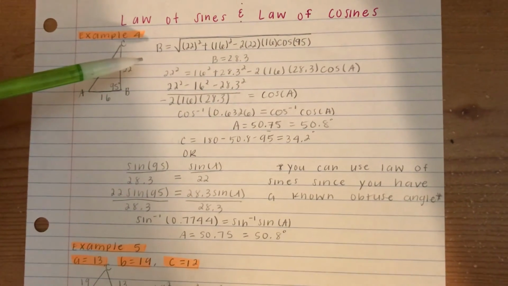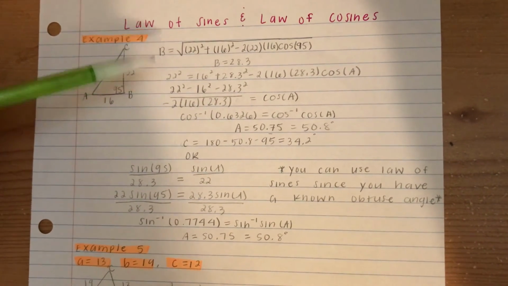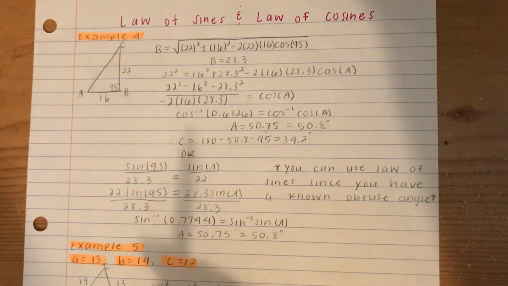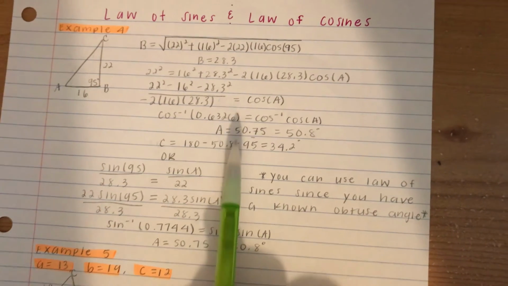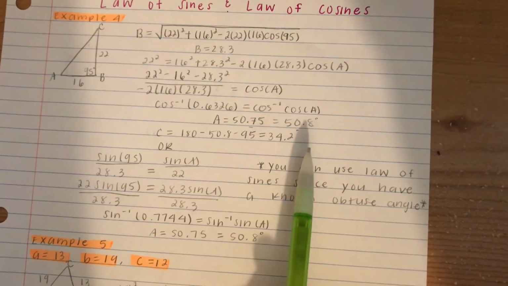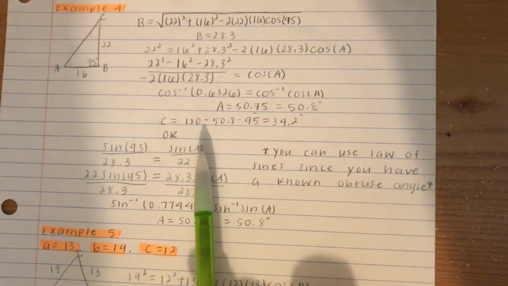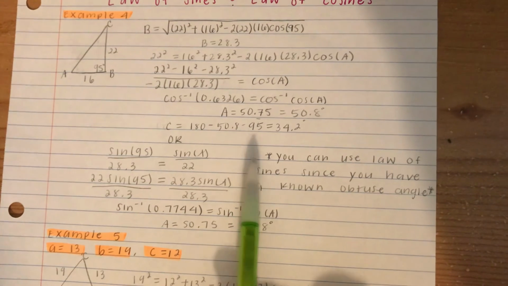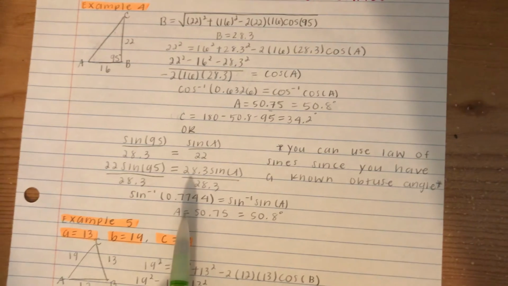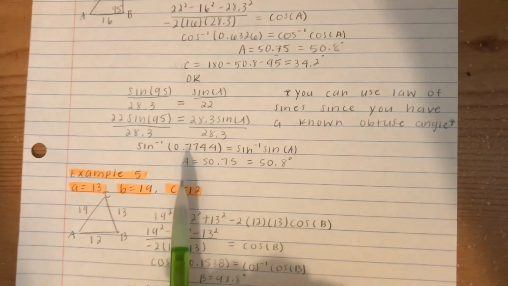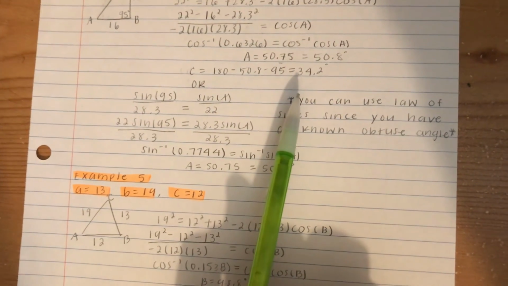Then you can plug in all of this into the other formula to determine the measure of angle A. If you plug all of this into your formula, you'll get the inverse cosine of 0.6326, and that will give you 50.8 degrees for the measure of angle A. And you can then take 180 degrees and subtract 50.8 and 95 to get 34.2 for the measure of angle C. The other thing that you can do is you can use the law of sines to determine the measure of angle A, and then again you would subtract that to find the measure of angle C.